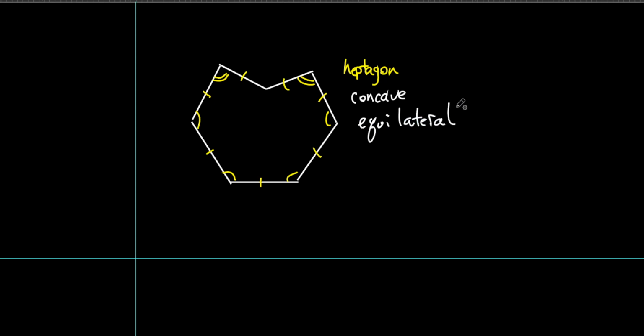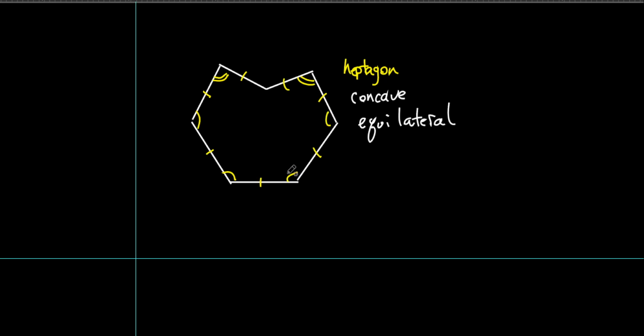Okay, so it's equilateral. What's the other thing I said? Is it equiangular? Why not? Because the two angles at the top have two arcs. All the other ones have one arc, which means they're not all equal to each other.